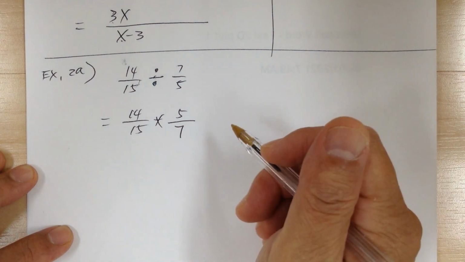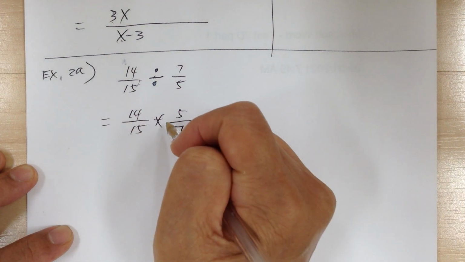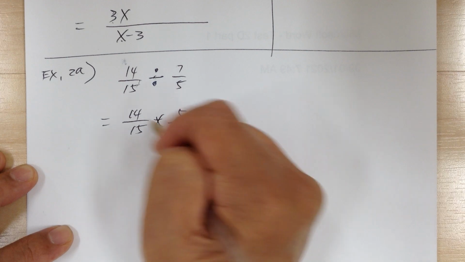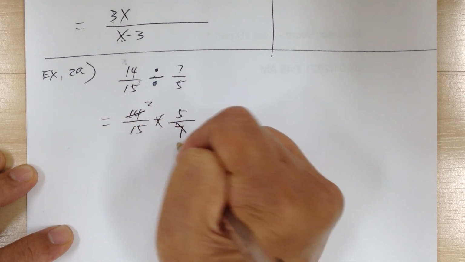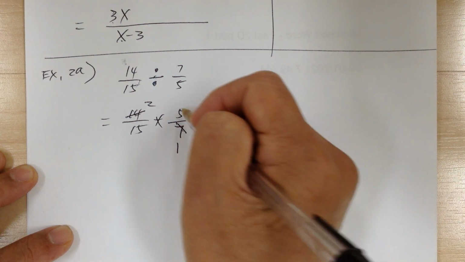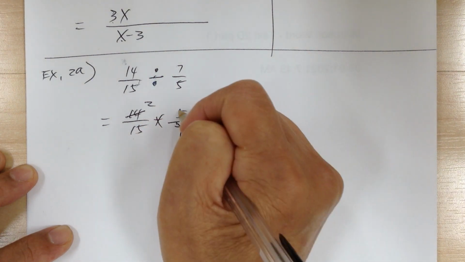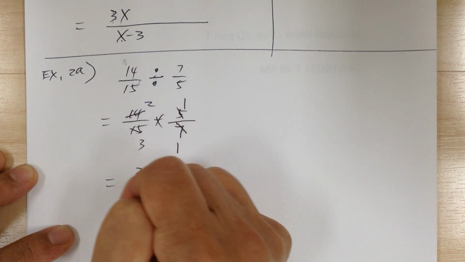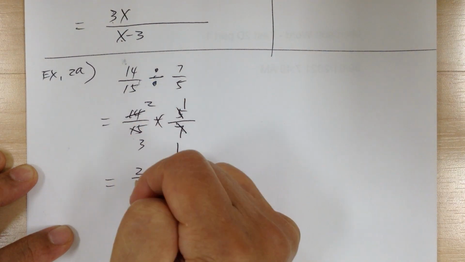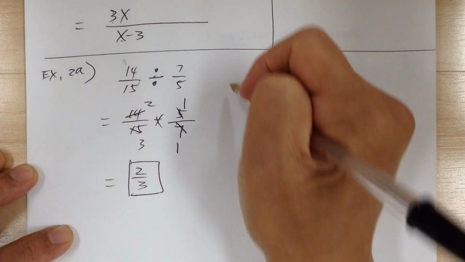Okay, cancel means divide. So notice 7 and 14, right? So you can divide by 7. So divide by 7 you get 2, divide by 7 you get 1. Okay, and this one 5 and 15, divide by 5 you get 1, divide by 5 you get 3. So your answer becomes 2 over 3. Okay, let's go to B.